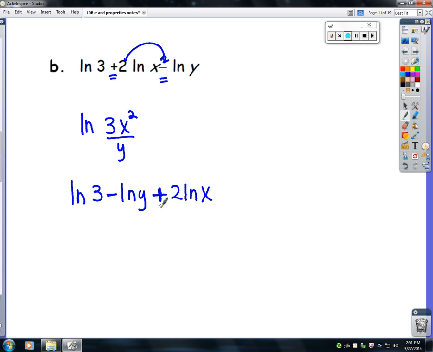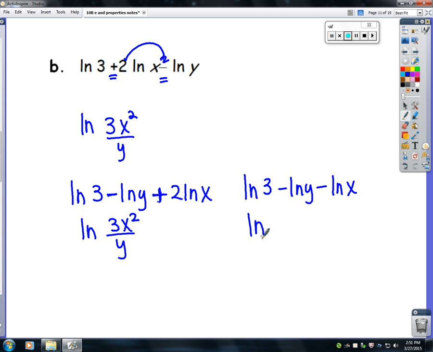So these two expressions will give us the same answer, because this is going to be log 3 over y, because of that minus. This plus turns into multiplication, so this is still going to be times x squared. That x squared is still going to stay in the numerator. Whereas if we had something like natural log 3 minus natural log y minus natural log x, that would simplify to natural log 3, and since they're both minus, they'd both be in the denominator. Because you're going to see some of those in your practice, I want to make sure that I talked about that a little bit.